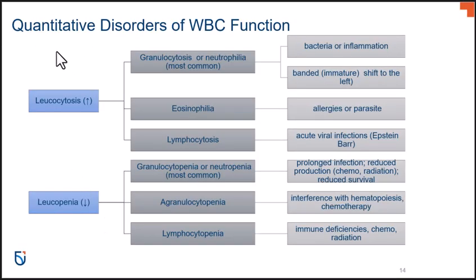So we'll look at quantitative disorders, looking first at leukocytosis, which we know is an increase in the amount of white blood cells. There are different forms. Granulocytosis is an increase in granulocytes. Thinking back to the last slide, that would be your neutrophils, eosinophils, and basophils. However, because neutrophils are the most numerous of the white blood cells, what will oftentimes be seen is a larger increase in neutrophils, and so sometimes it's called neutrophilia. This is the most common form of leukocytosis.